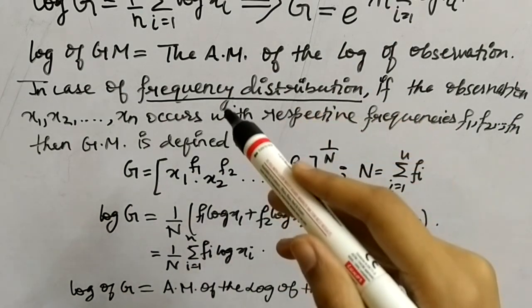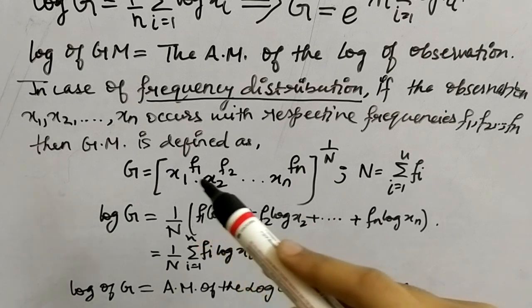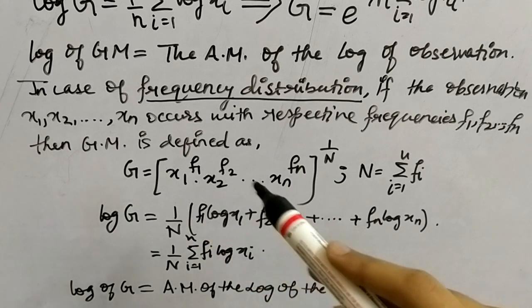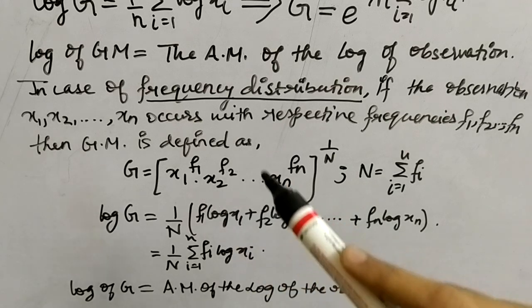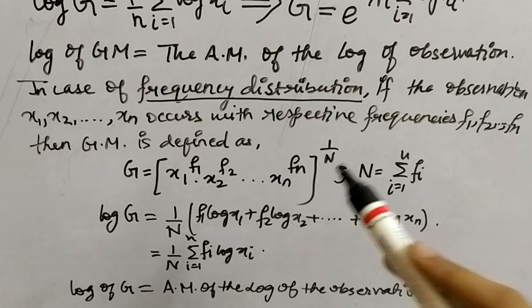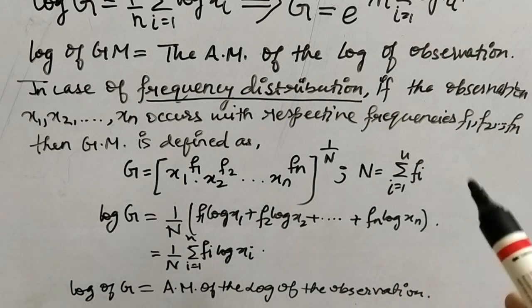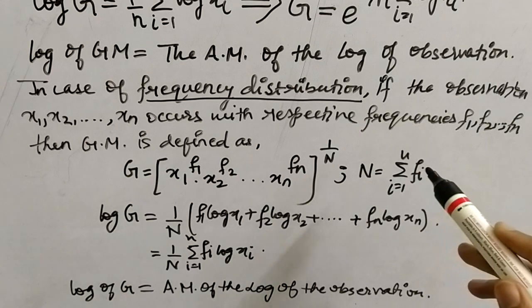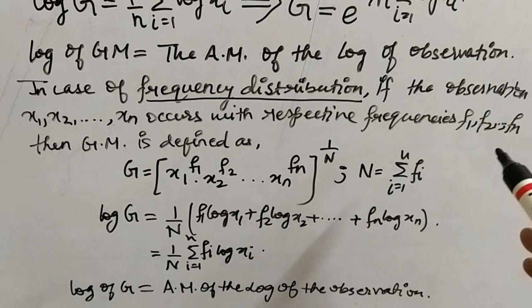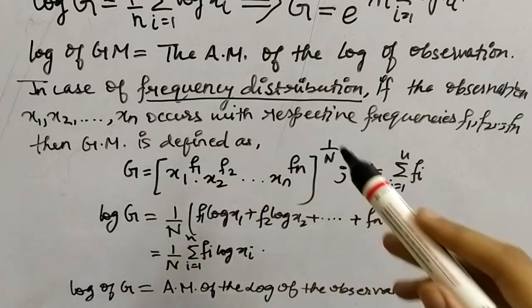For calculating geometric mean, you have to take the product of the observations with their respective frequencies in their power, with the nth root being the total frequency. Here capital N is the summation of fi, where fi is the frequency.